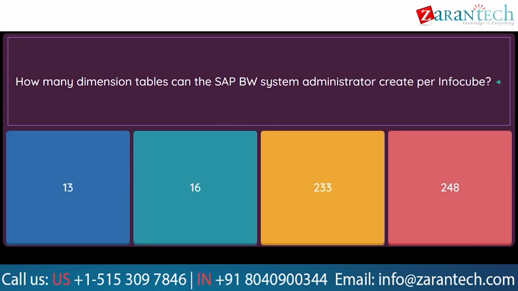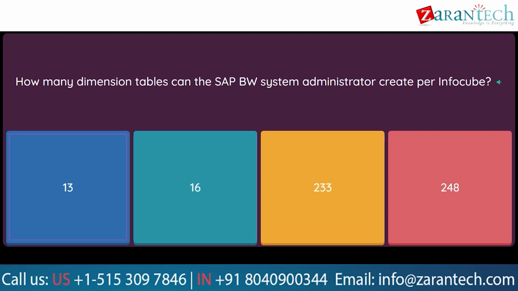Question, how many dimension tables can the SAP BW system administrator create per info cube? Option 1, 13. Option 2, 16. Option 3, 233. Option 4, 248.